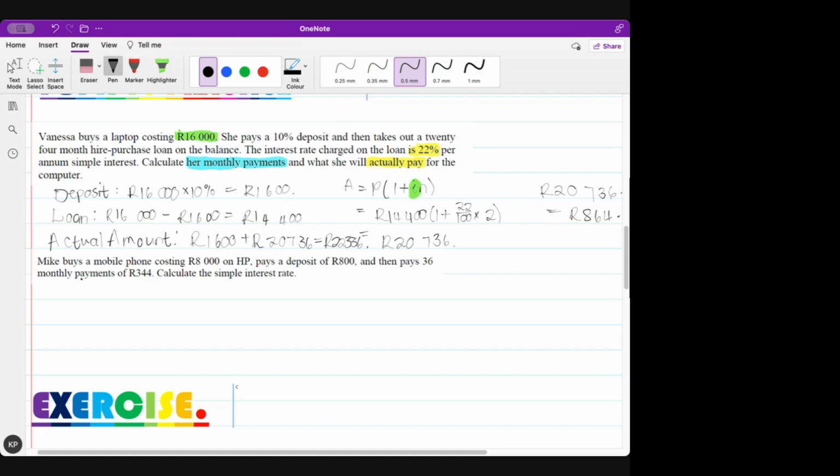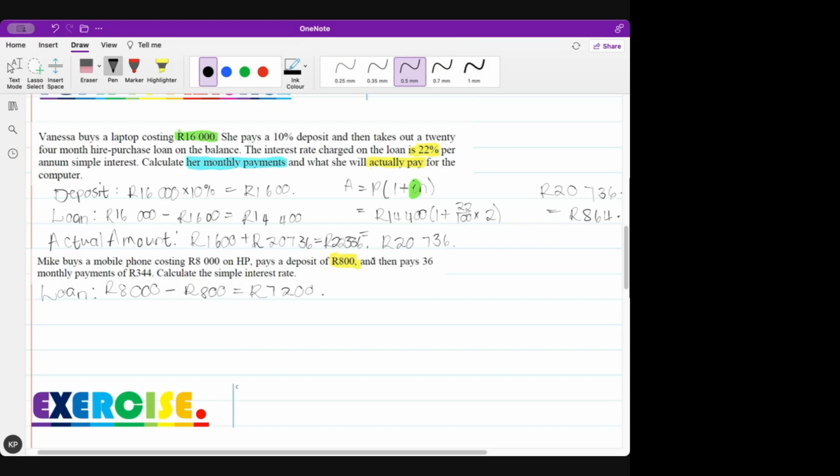So we know that this mobile phone costs 8,000 Rand, but that's not our principal amount because we know that Mike pays a deposit of 800 Rand. So then the actual loan amount is how much? It's your 8,000, the total amount, minus the 800, which is 7,200. Great. So that is how much he is actually going to take out on the loan.